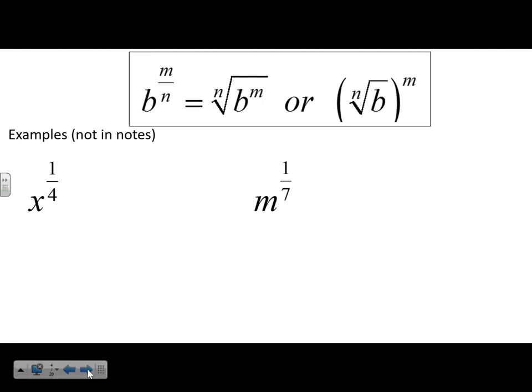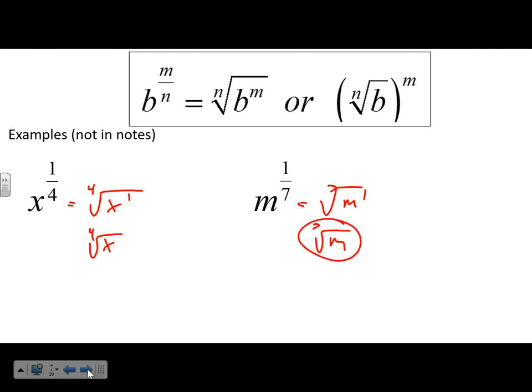Now they act like there's a special rule for these where there's 1/4, and really it's the same thing we've been doing. So this is the 4th root of x to the 1st. Well, x to the 1st is x, so this is just the 4th root of x. This one is the 7th root of m to the 1st, so it's just the 7th root of m. Now the little shortcut they give you, and again, I choose to not write it down because it's the same as what we've been doing on the other ones, is if it's 1 in the numerator, 1/4 is just the 4th root or the 7th root.